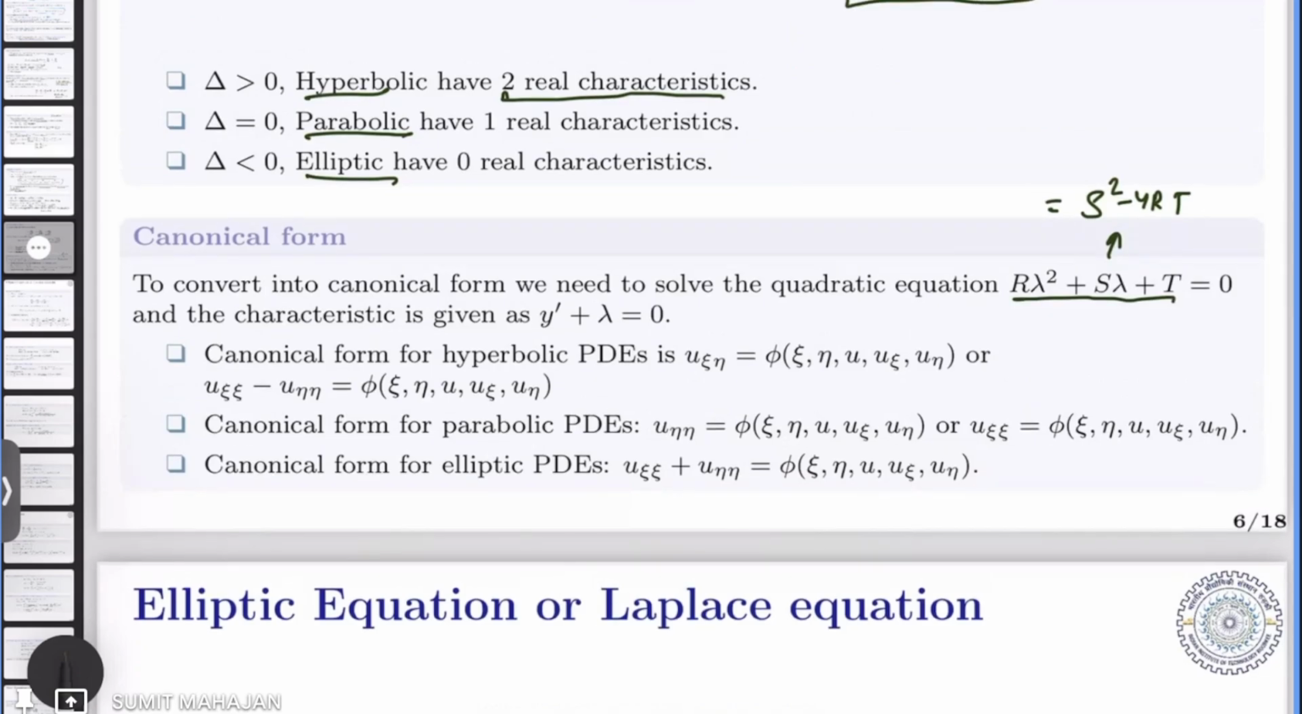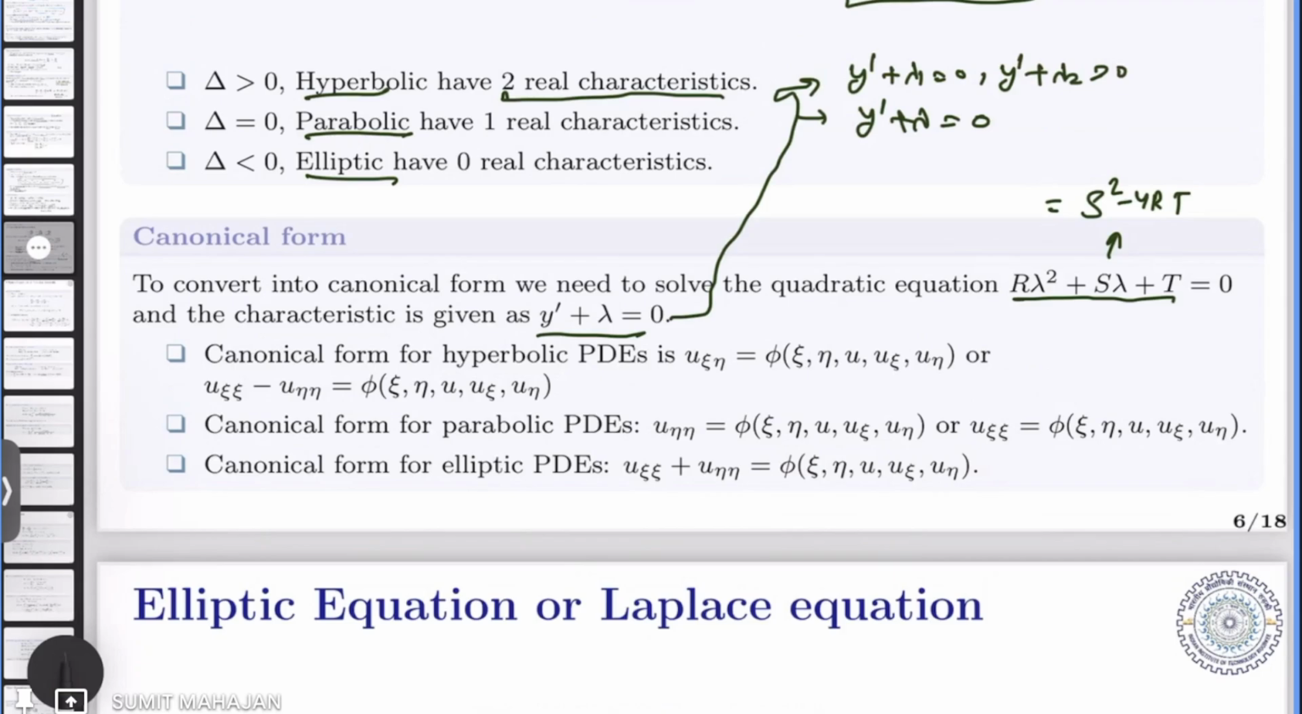Now if it is positive, then we'll have two real roots. So in that case, to find the characteristics we have to solve this differential equation y dash plus lambda equals 0, right? In case of hyperbolic we will have two characteristics, so we'll get two equations, y dash plus lambda 1 equals 0 comma y dash plus lambda 2 equals 0. And in case of parabolic, s squared minus 4rt will be equal to 0, so we'll have only one root, so the characteristic will be found by y dash plus lambda equals 0. And the second characteristic we can choose such that it is linearly independent of the first. And similarly in the elliptic case we can choose corresponding to the imaginary solutions.